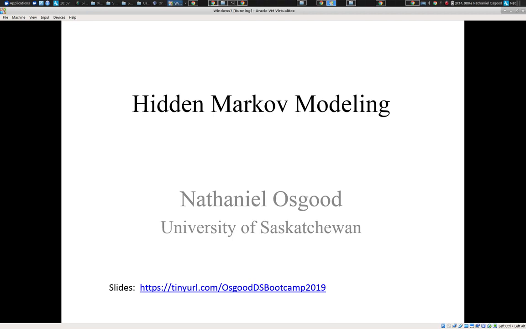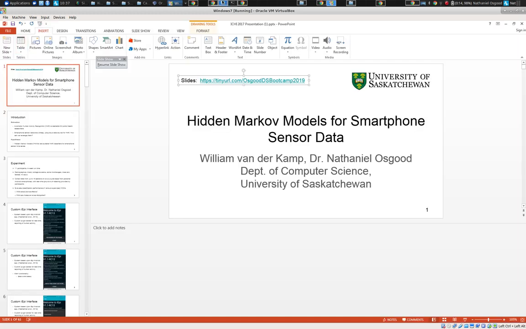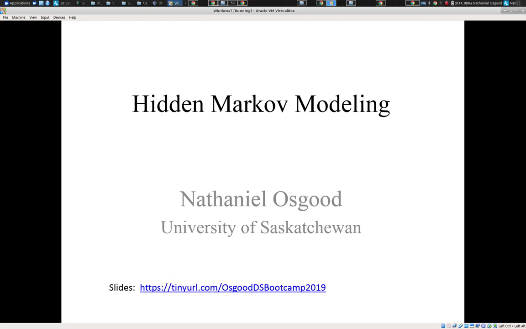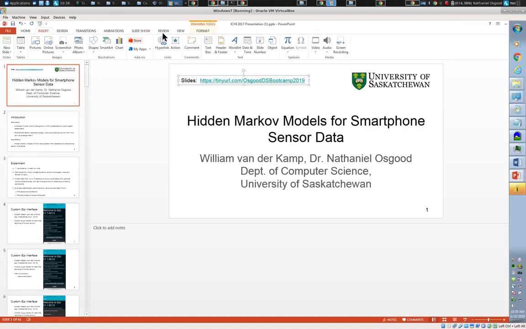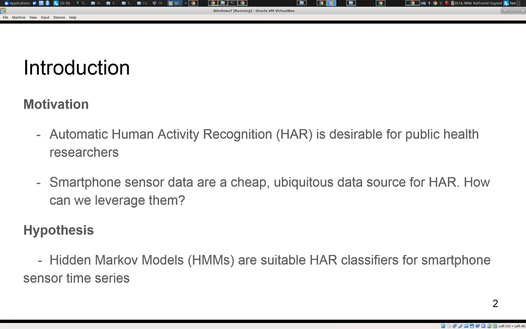I want to talk about hidden Markov modeling for a particular need, though. And I'm going to introduce this right now using actually a separate deck of slides, and then we will come back to this one. So this deck of slides will give a sense of the motivation, and we will then talk about hidden Markov models a little bit more formally.